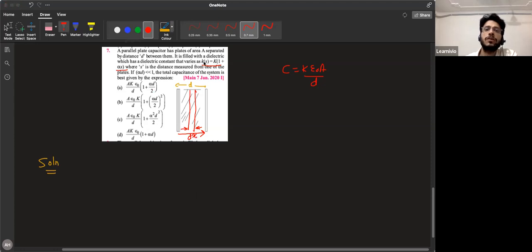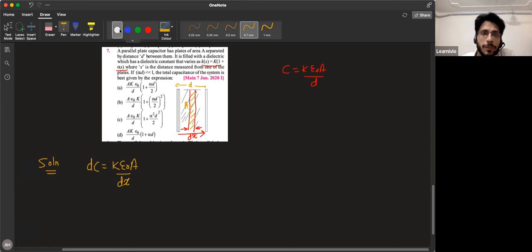Call the thickness of the strip dx. The area of the strip will be A only, the area of the plates. We'll first calculate the capacitance of this element. The capacitance of this element will be dC, which is K epsilon naught A divided by the separation between the plates, and K, we know, is a variable, K1 plus alpha x.